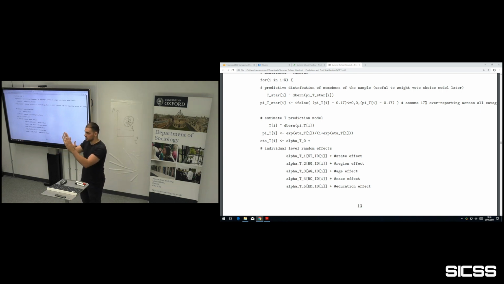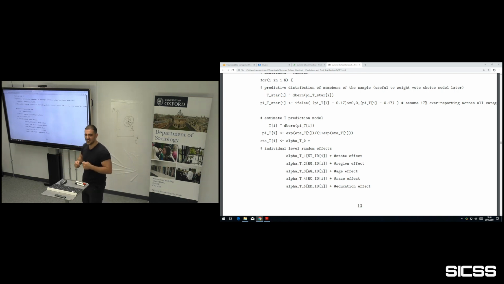This is simply shifting. If the distribution was, imagine, a normal with a mean of 70% probability, then now it is shifted 17 points down. And this actually ends up having a very positive effect on the estimates. If you do vote choice and vote turnout work, you should remember to account for turnout over-reporting, because it's really important. Obviously, this assumption is not perfect.